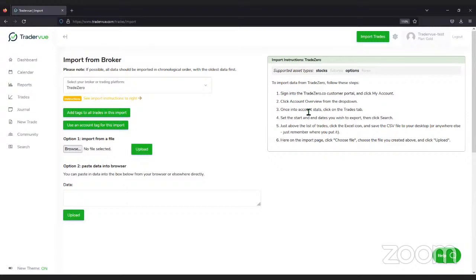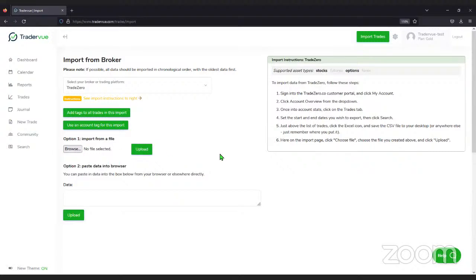So this is basically how to get your CSV file. And a CSV file, for those of you who do not know, is basically an Excel file, a specific type of file that we use in order to import your trades here in Tradervue. And so I've already done that, already got all the information that I need. So you have two options after that.